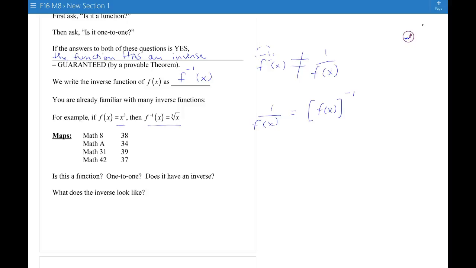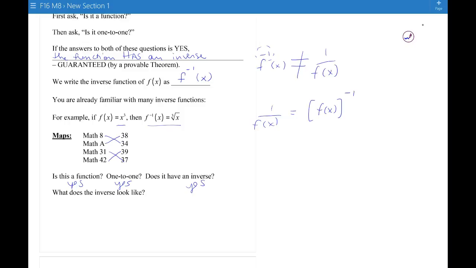So suppose I have 34 people in my Math 8 class, 38 in my Math A class, 37 in Math 31, and 39 people in Math 42. Is this a function? Yes, because each item in the domain maps to only one item in the range. And it's one-to-one because each item in the range came from only one item in the domain. So yes, it has an inverse.